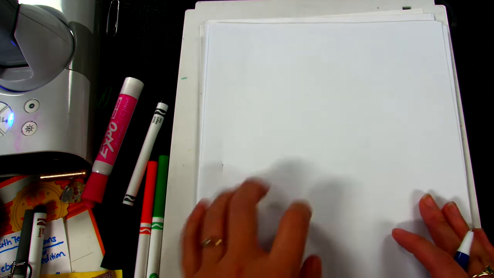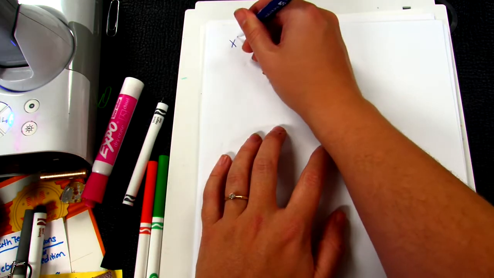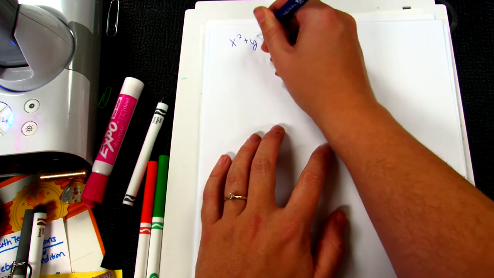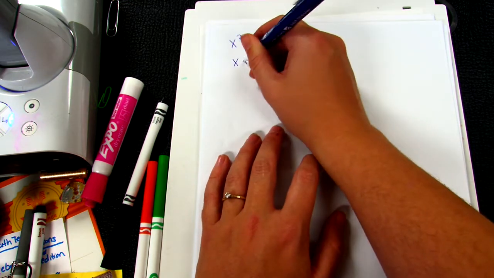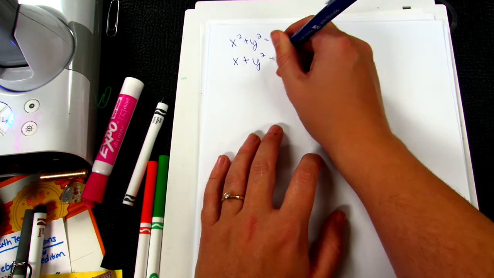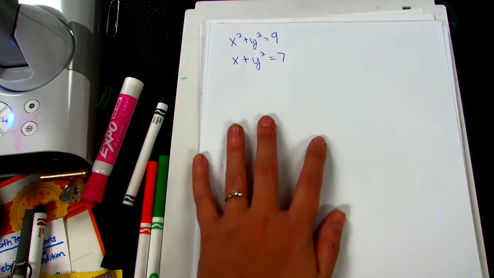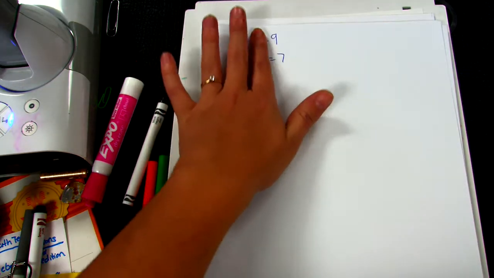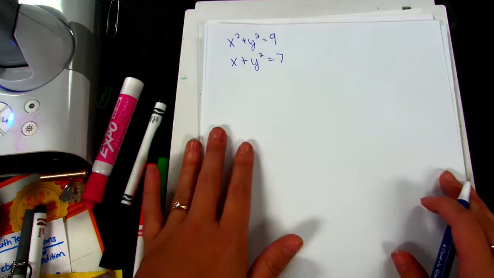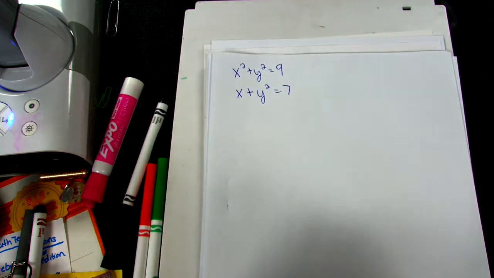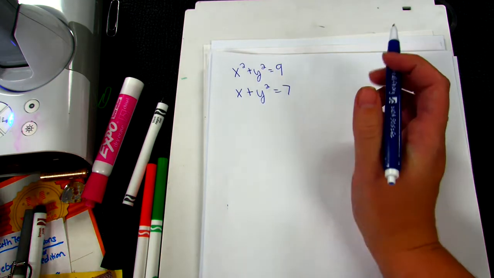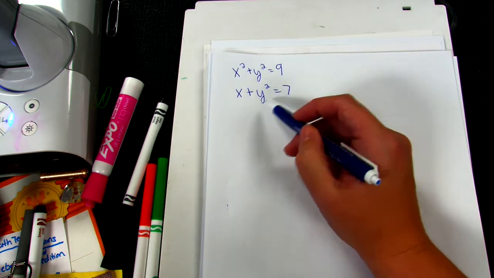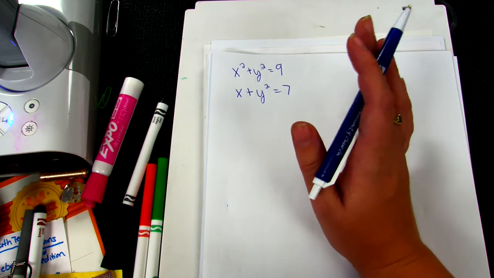We are going to look at x squared plus y squared equals 9, and then we have x plus y squared equals 7. Okay, so notice how everything's already lined up. That's fine. I notice that I have y squared and y squared, right? If I add them right now, y squared plus y squared is 2y squared. That doesn't really work for me.